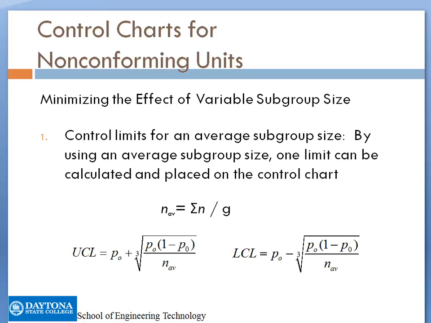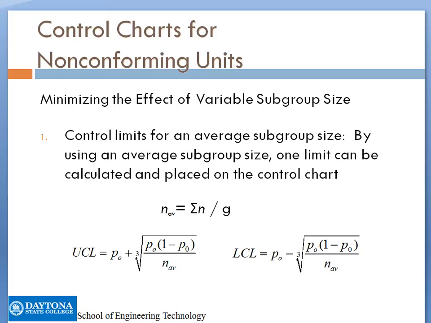Now, if you have variable subgroup size, there's a way that you can minimize this effect. The problem is that when the control limits vary from subgroup to subgroup, it presents an unattractive chart, and it is difficult to explain to the operating personnel. So there are 2 techniques that you can use to minimize the effect of variable subgroup sizes. One is the control limit for an average subgroup size, and the other is the control limit for different subgroup sizes.